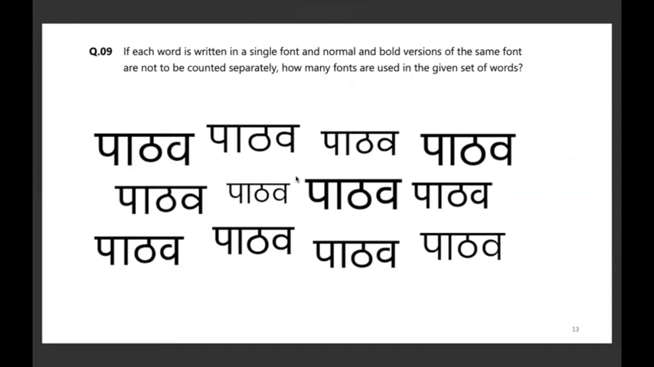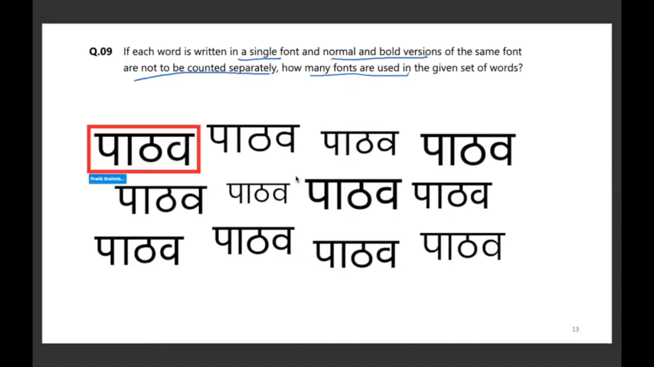Here, if each word is written in a single font and a normal and bold version of the same font are not to be counted separately, which means if I bold a font, I cannot count it twice. It will be counted once. It will be counted as one font only. Okay. So, how many fonts are given in the given set of words is what I have to find. So, the fonts that are given here, which are different, are these. I'm just counting them out.